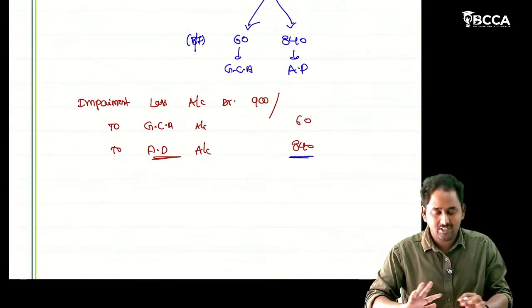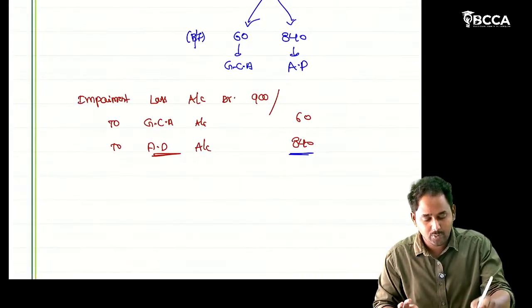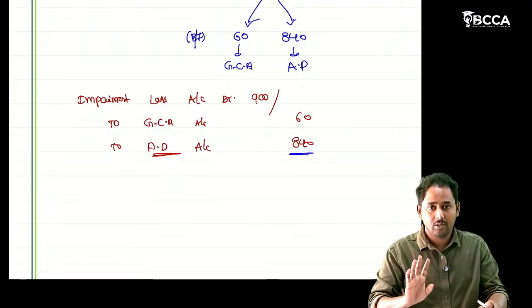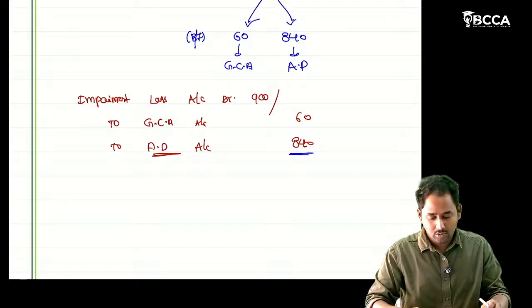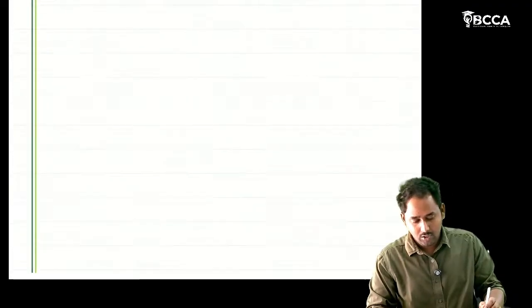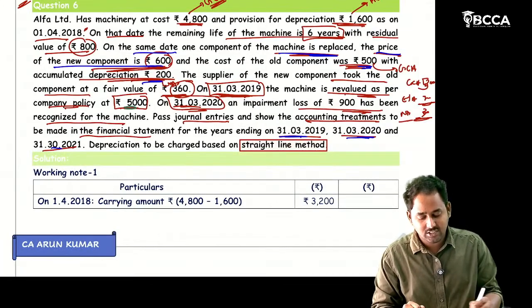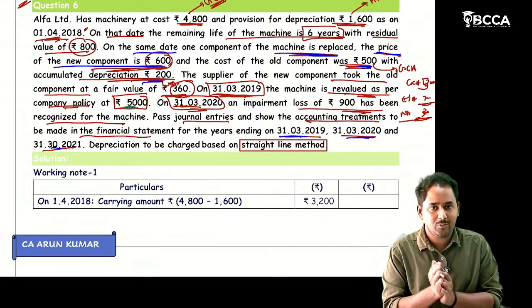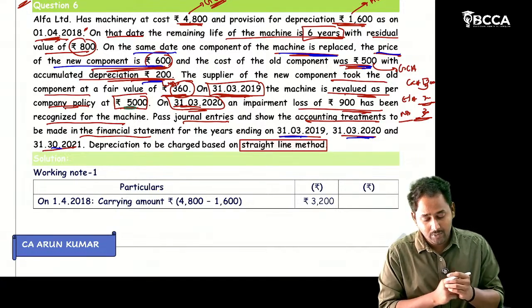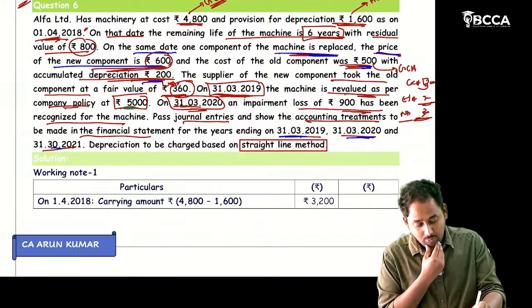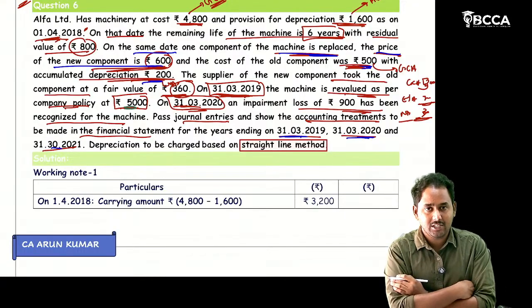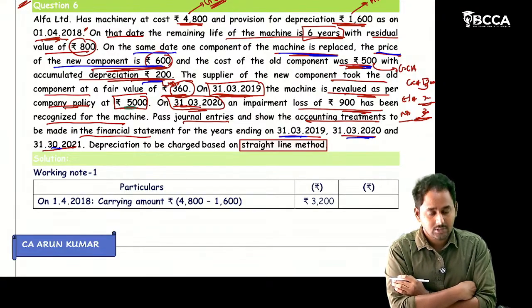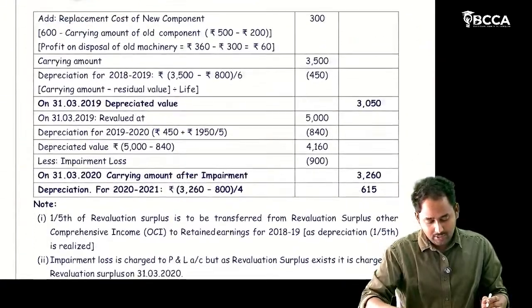But these are the rough journal entries. So I need to provide the journal entries for the depreciation, impairment loss and revaluation gain. And one more thing, I am not purchasing this asset on 1418. These are the carrying amounts on 1418. And what happened? The old component is replaced, and the new component is included. For all this adjustment, I should provide the journal entries. So let's see what the answer is here.